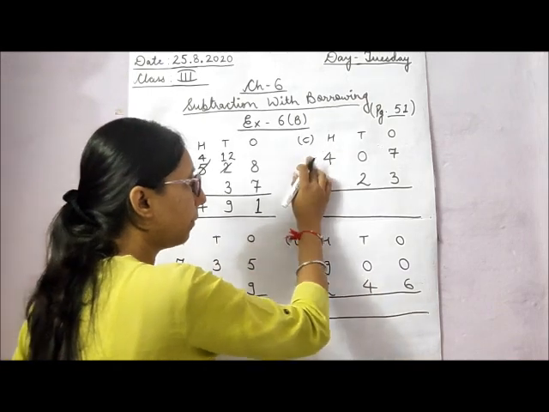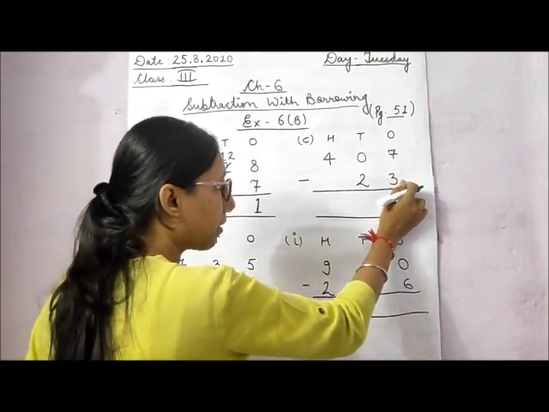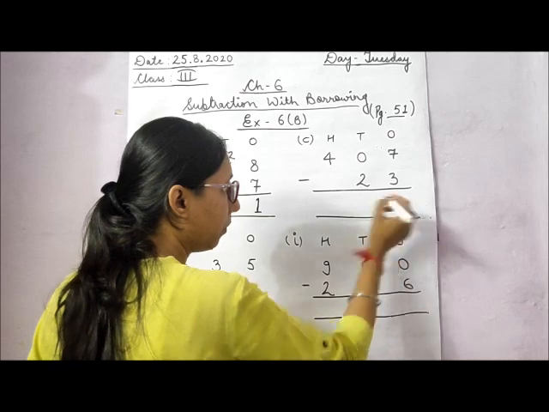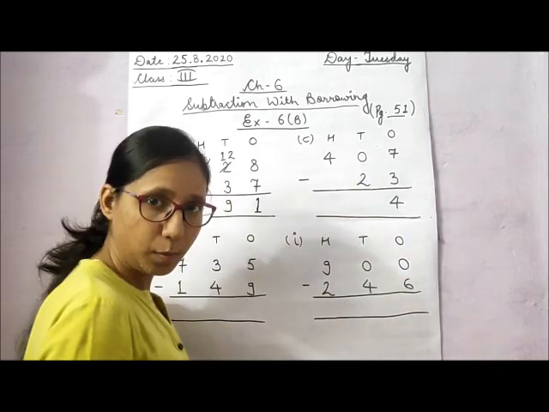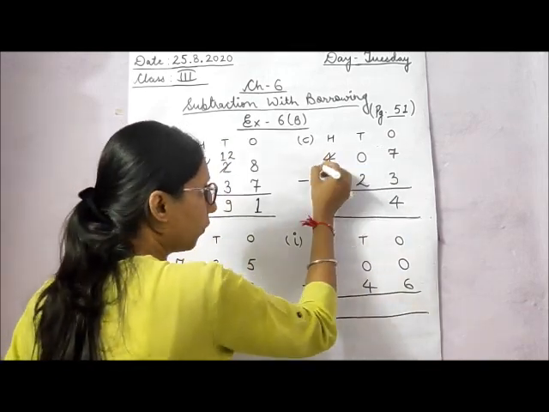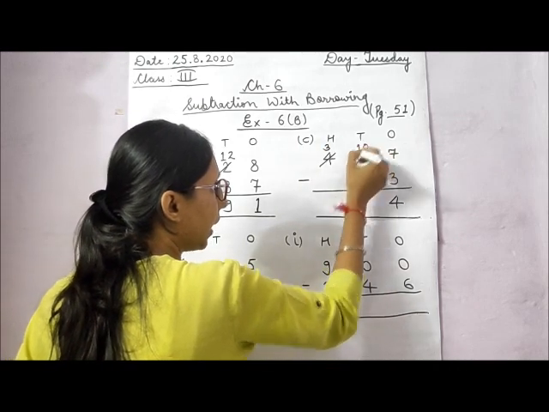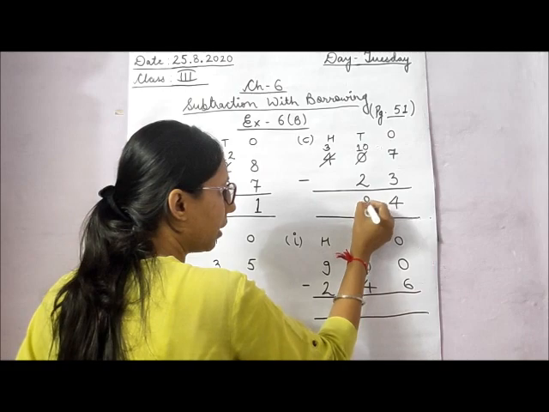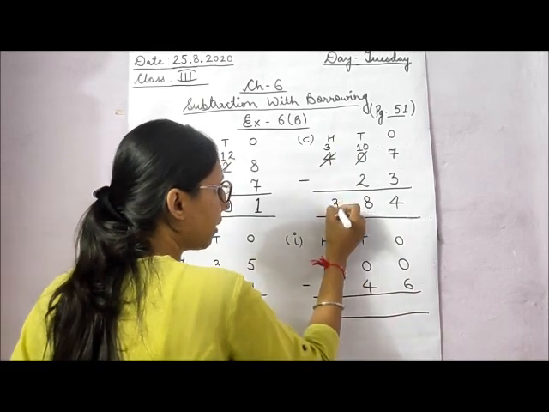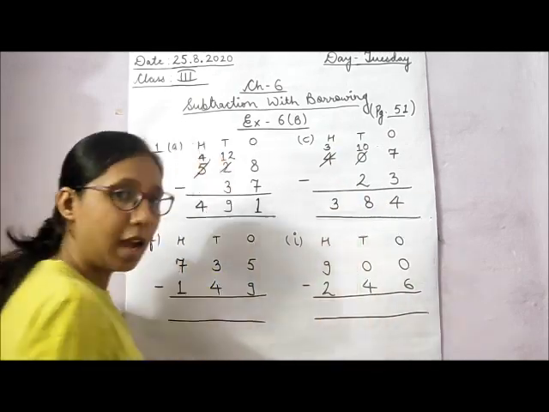See, in C part, 7 minus 3 is 4. 0 minus 2 is not possible. Take borrow from this 4. This will become 3 and this 0 will become 10. Now 10 minus 2 is 8 and 3 as it is. So 384 is the answer.